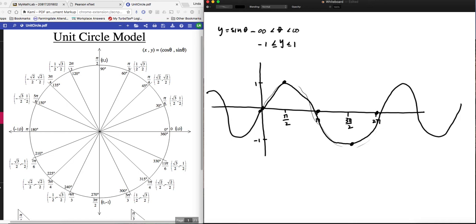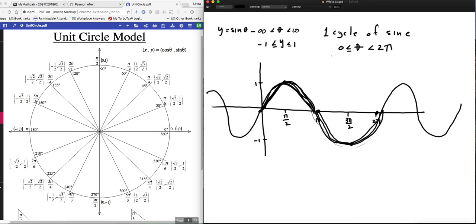Now, when we look at just one revolution of the unit circle, all the way around, that is called one cycle of the sine curve. So one cycle of the sine curve is when theta is between 0 and 2 pi.